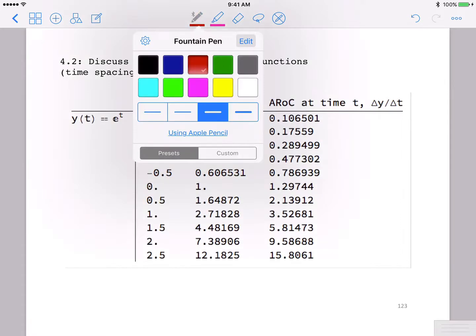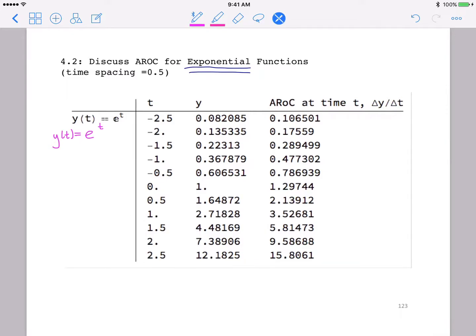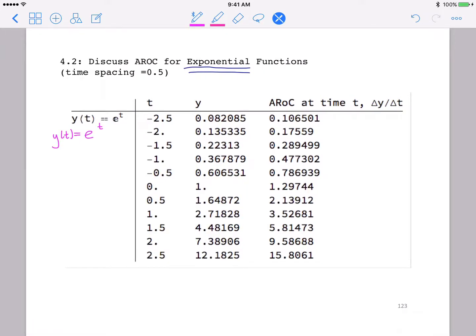In this video, we're going to look at the average rate of change idea, but in this case, in the context of exponential functions. The specific exponential function we're looking at in this problem is y of t equals e to the t. Let's do a couple of examples to make sure we understand what the data is showing us.